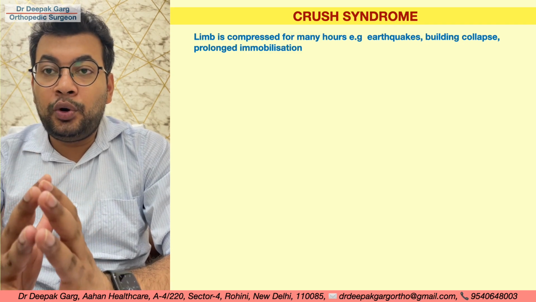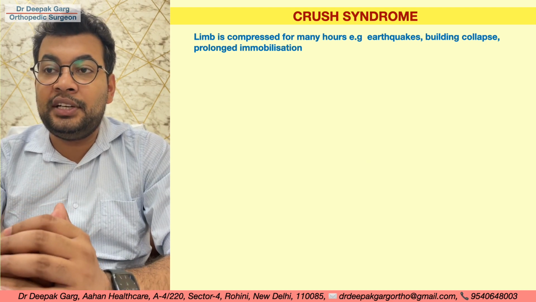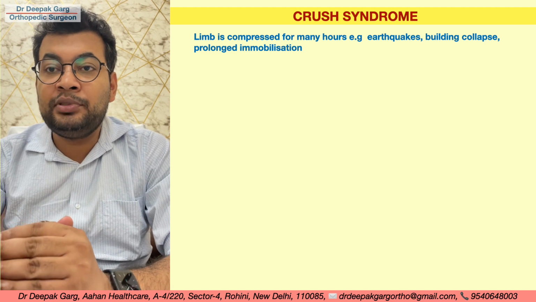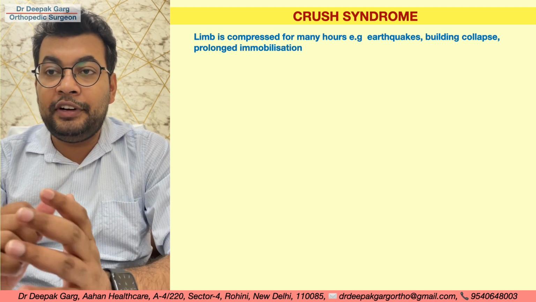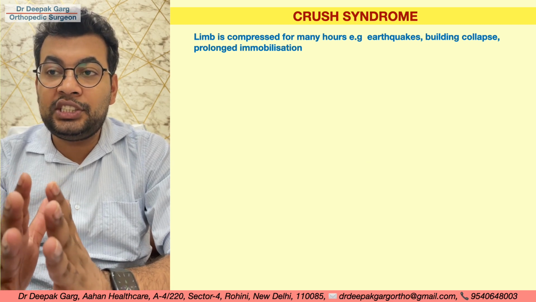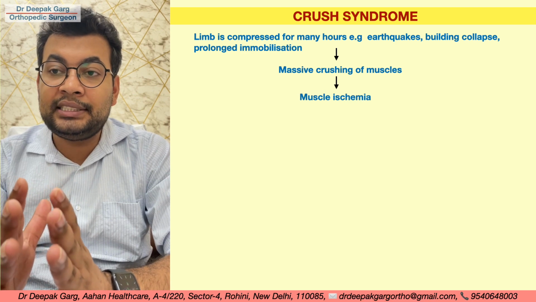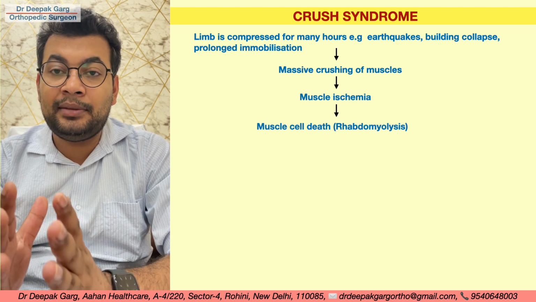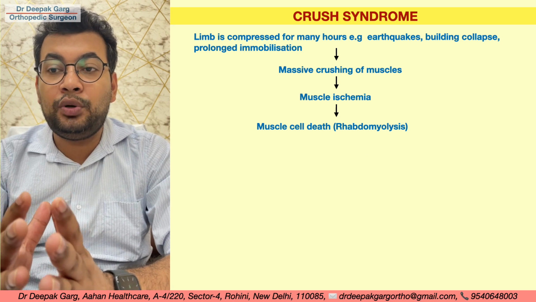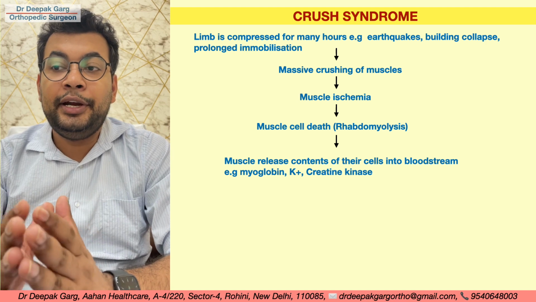In Crush syndrome, the limb is compressed for many hours, for example after earthquakes, after building collapses, or sometimes after prolonged immobilization. If the limb is compressed for many hours, there can be massive crushing of the muscles, leading to muscle ischemia and muscle cell death, and muscle cell death means rhabdomyolysis. This will lead to the release of intracellular contents into the bloodstream.